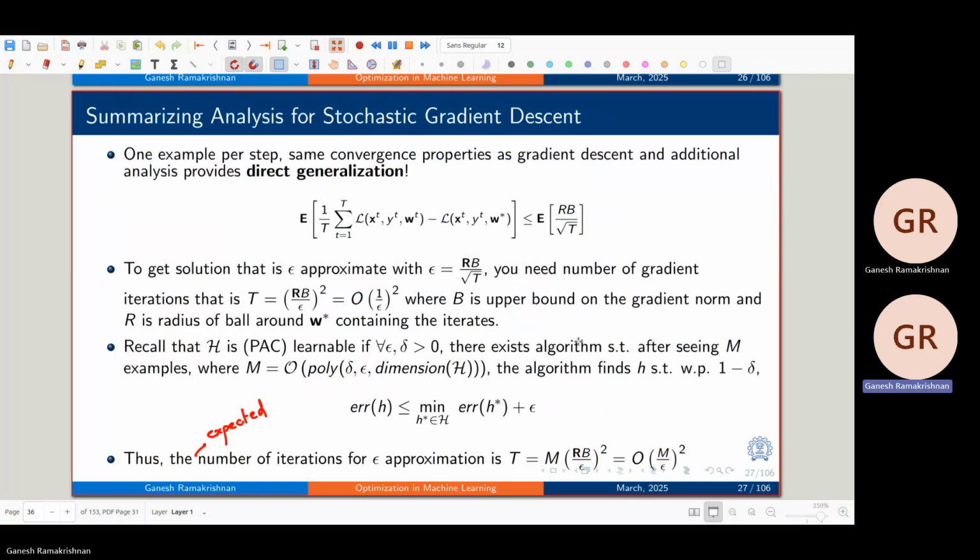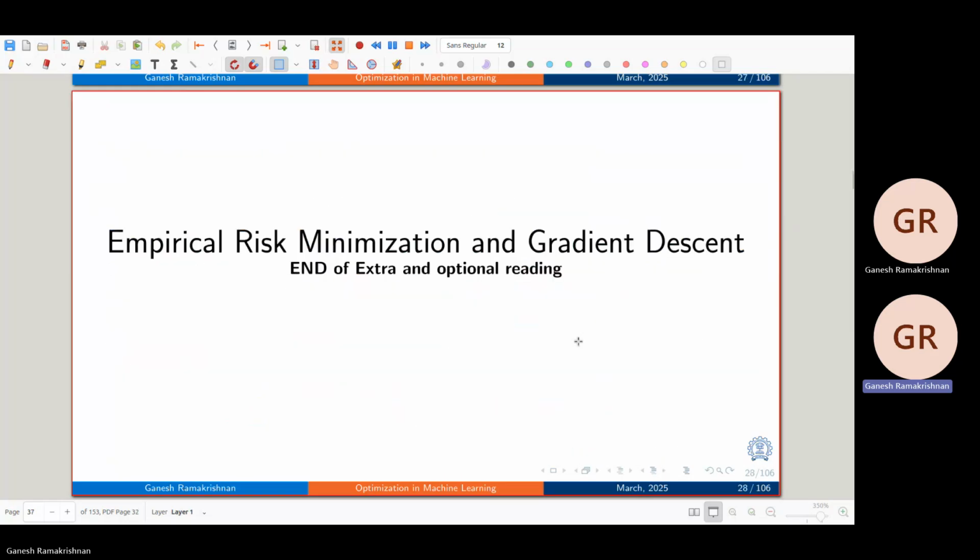So this M is also going to be important here. So far M was missing. This M is actually going to come from the PAC setting. T is M times RB square by epsilon square. Actually, this M square is not, sorry, this M is outside. Order M times 1 upon epsilon square. It cannot be M square. Is this clear? So this is just an extra optional reading.